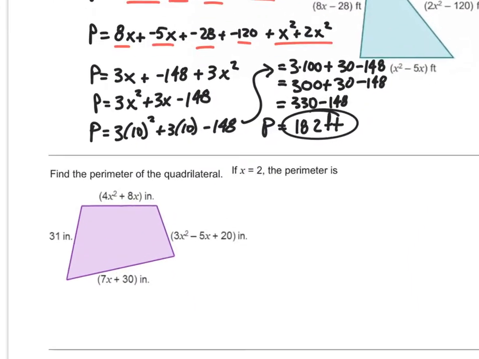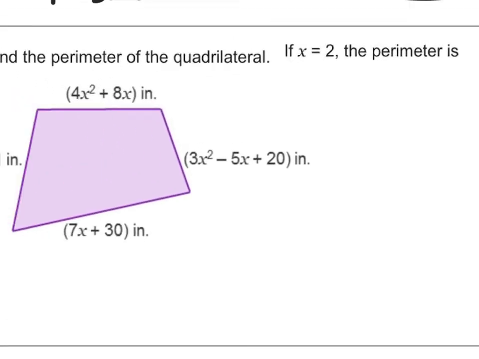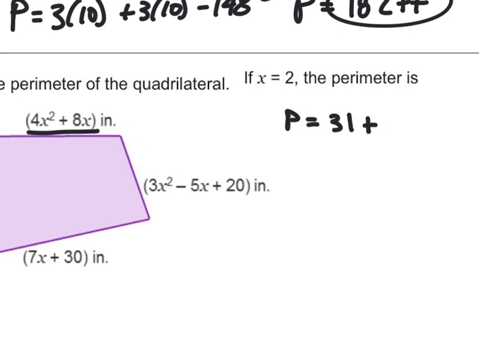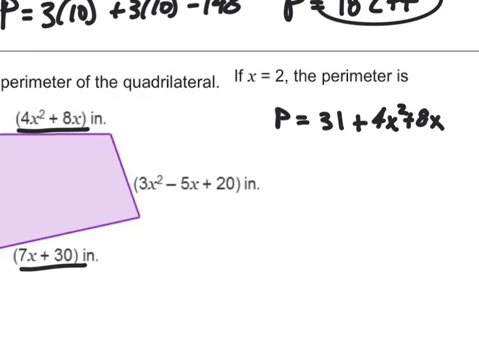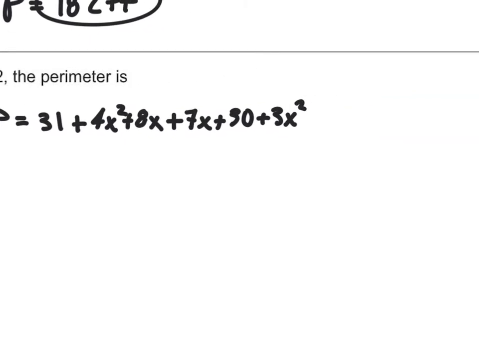Okay, same thing over here. If I were to find the perimeter of this quadrilateral, I would just write out my perimeter just how I see it, okay? So my perimeter here is going to be this length here, which is 31, add it to this length, which is 4x squared plus 8x, add it to 7x plus 30, and then add it to 3x squared minus 5x plus 20.